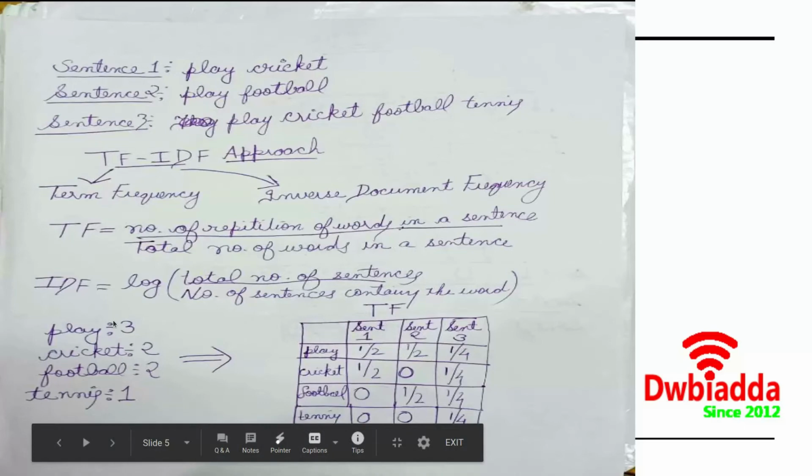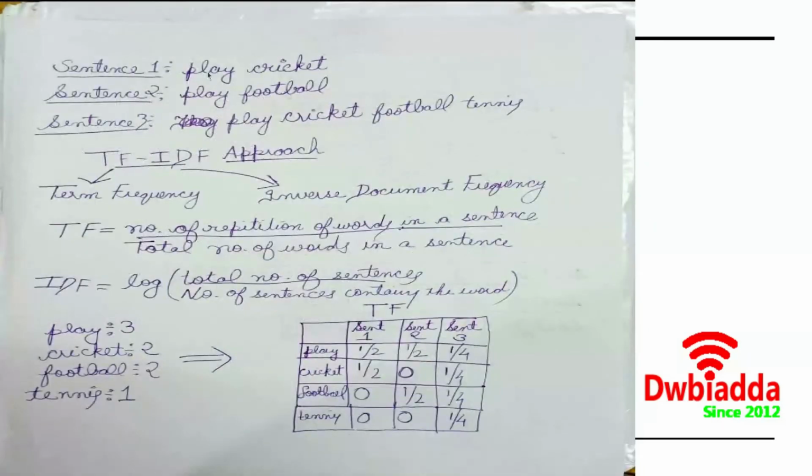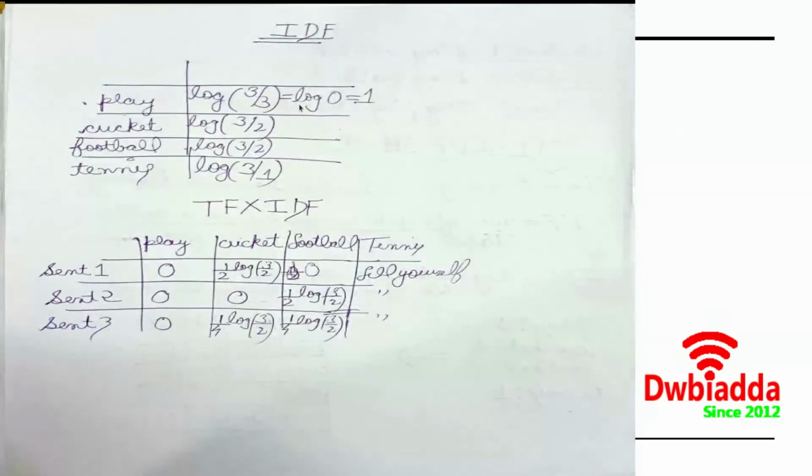So how many sentences contain the word play, football, cricket, and tennis? So I have created an IDF table as well. If you see play, it is appearing in all of the 3 sentences. So it's log 3 by 3, which is log 1, and as you know, log 1 is 0. Similarly, cricket appears in sentence 1 and sentence 3. You could go back to the video and check. So it's log 3 by 2, because the number of sentences is 3, and cricket appears in 2 sentences, so it's log 1.5.